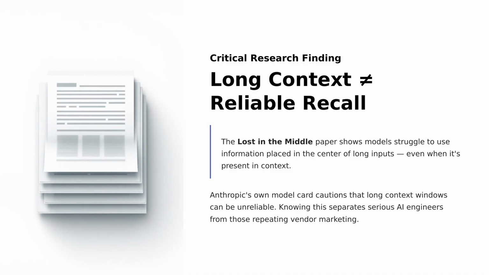Here's the key research takeaway. A long context window does not guarantee reliable recall. The Lost in the Middle paper showed that models often miss or underuse information placed in the middle of long inputs, even when that information is clearly present. Anthropic's own model card makes a similar point: long context can be unreliable. That distinction matters because serious AI engineers know the limits instead of just repeating vendor marketing.